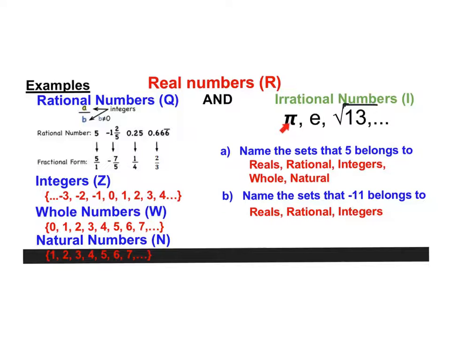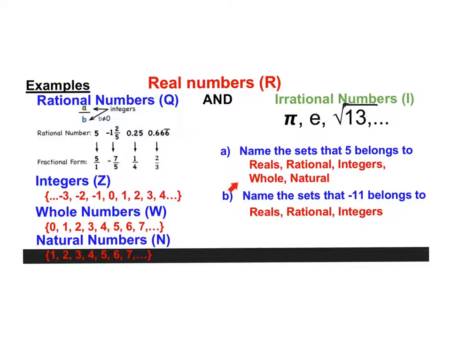Irrational, we already talked about pi. E is a number. We will talk about it later on this school year. Any types of square roots that are not perfect squares are irrational as well. If you try to convert them to a decimal, they go on and on forever and ever and do not repeat. The number 5 belongs to all of these sets. It's a natural number, it's a whole number, it's an integer, it's rational, and it's real.